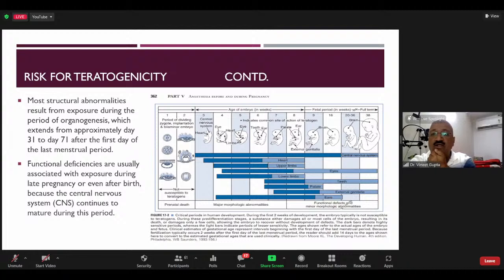But the important point is the brain. You can see the brain is affected even once the fetus is full term. So we have to be very careful about all those things.